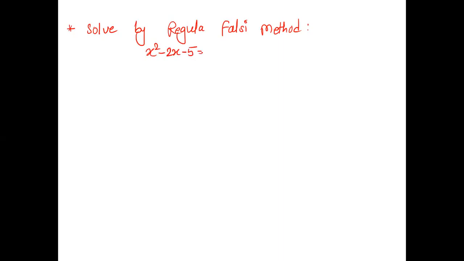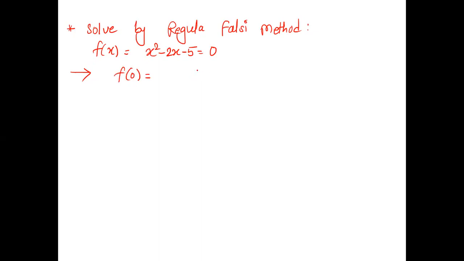And we have started with the first equation. What was the equation? Solved by the Regula Falsi method, right? So the equation is x square minus 2x minus 5 equal to 0. Correct? Yes. Right. And we have started with f of 0, like we got some value. And I told you also how to solve it.